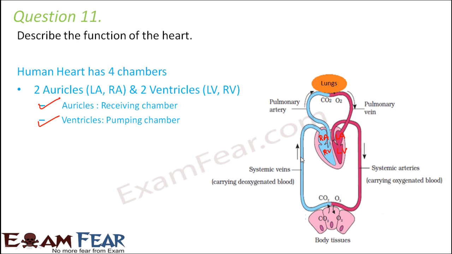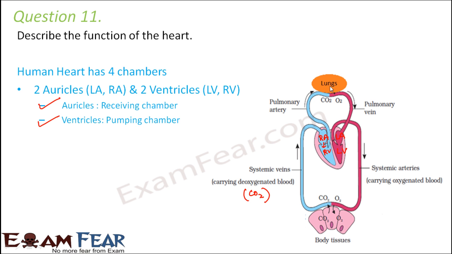So the right auricle receives deoxygenated blood, that is blood which is rich in carbon dioxide. So this blood is the undesirable blood. So it comes out of all the cells to the right auricle. From right auricle it moves to right ventricle. From right ventricle it goes to the lungs. And in the lungs the real exchange of carbon dioxide and oxygen takes place.